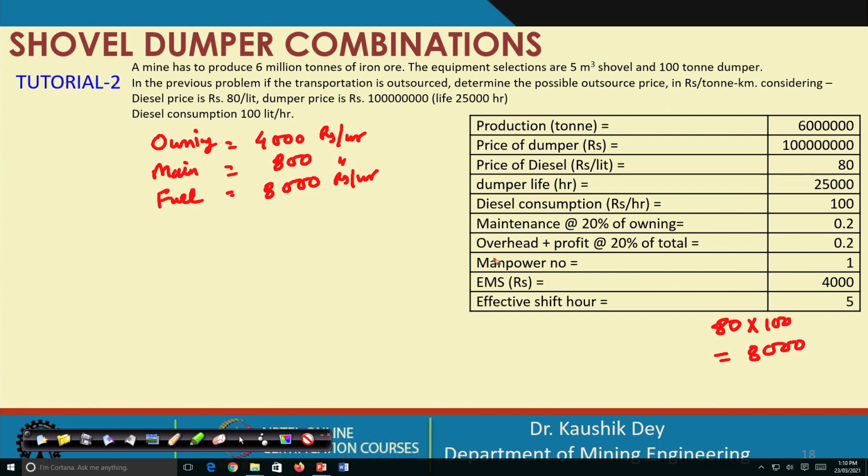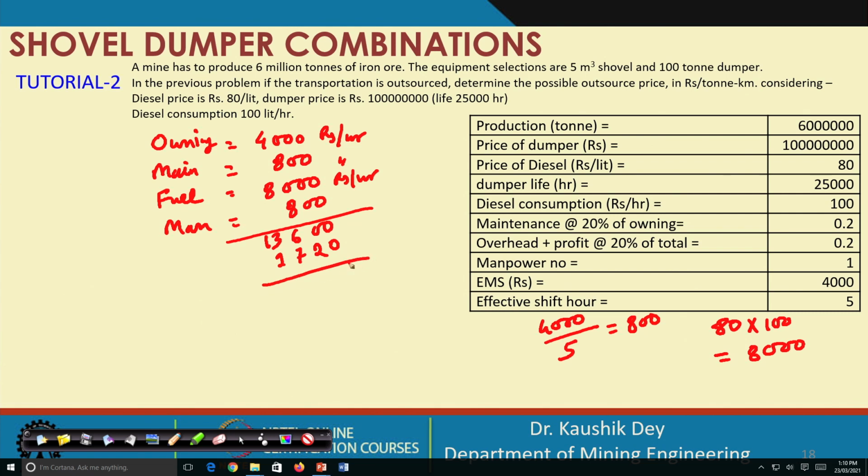Now, we have considered the manpower cost. Manpower cost for one person is 4000 rupees per shift, and effective shift hour is 5. So, it is coming around 800 rupees. So, manpower cost is 800 rupees and the total cost is coming, considering 20% overhead cost. So, we have to add 20% of this, and the total cost is coming 16320.